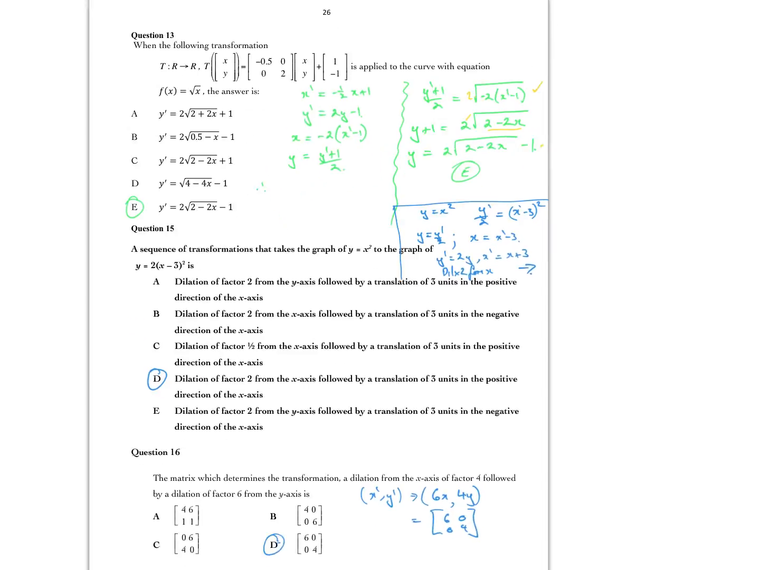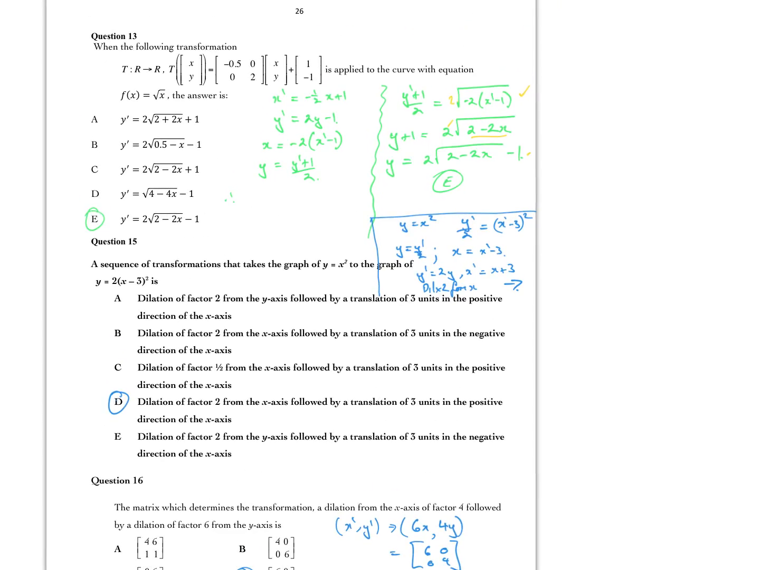15 is probably similar to question 12 or the one on the previous page. Again, I just try to write y equals in the same format as y equals x squared. So y on 2 is equal to x minus 3 all squared, and then we can compare the y values and the x values. So y is equal to y dashed on 2, x is equal to x dash minus 3.